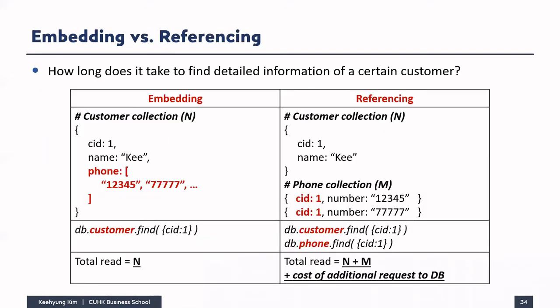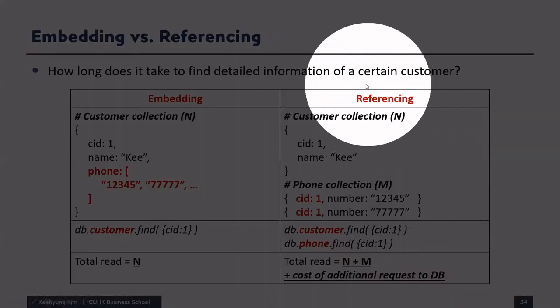So that's the reality. So then let's come back to MongoDB in this case. How long does it take to find the detailed information about a certain customer?